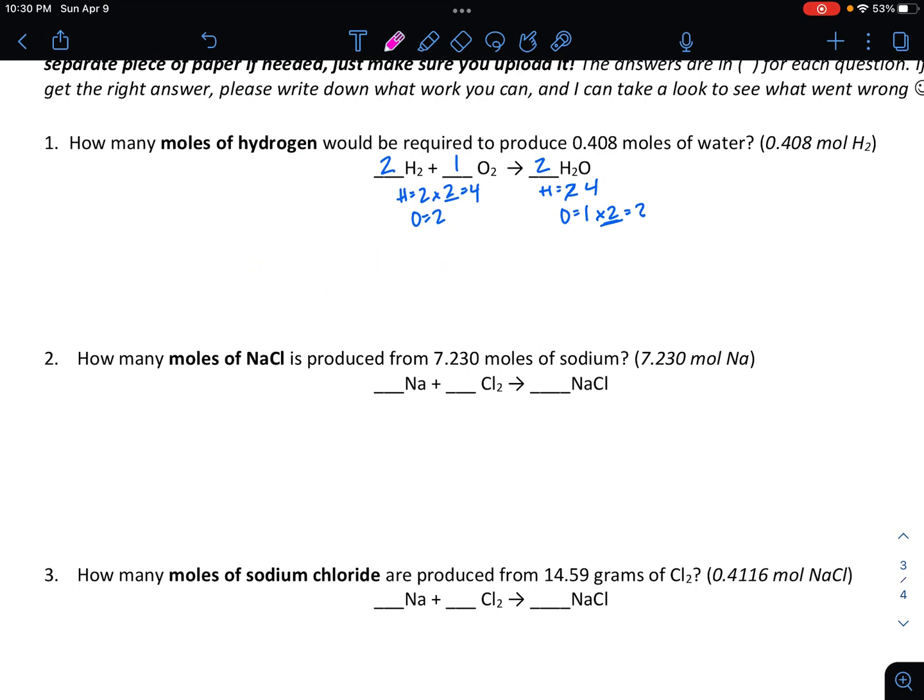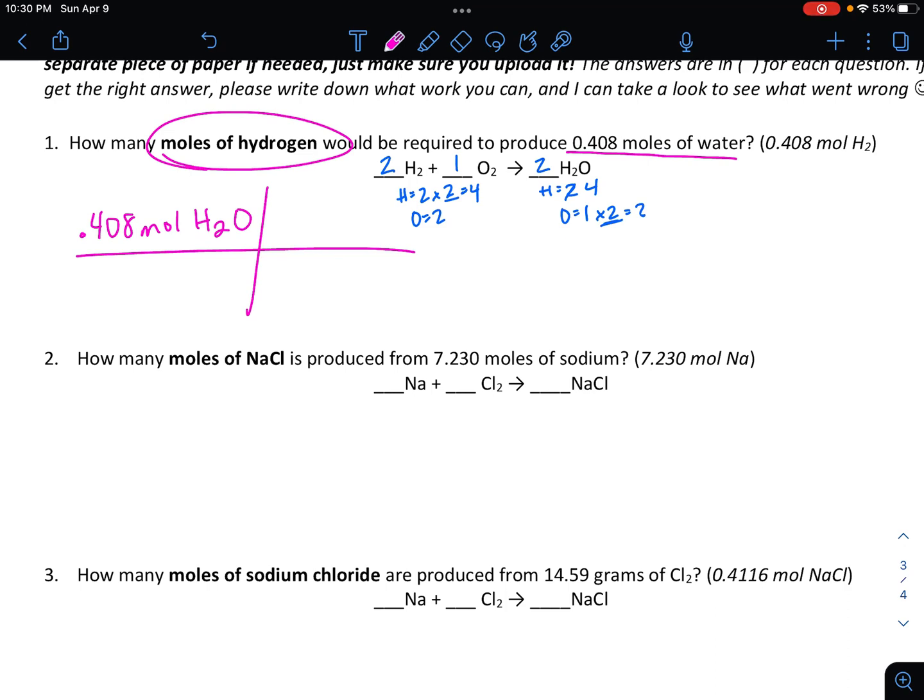So for the question, it says I'm starting with 0.408 moles of water, and I'm looking for moles of hydrogen. So I'm just going to use my big numbers. So I have 2 hydrogen for every 2 water. So I'm going to put water on the bottom because that's what I have.